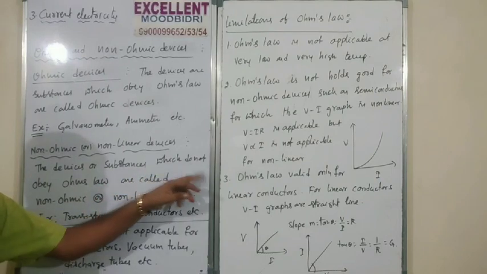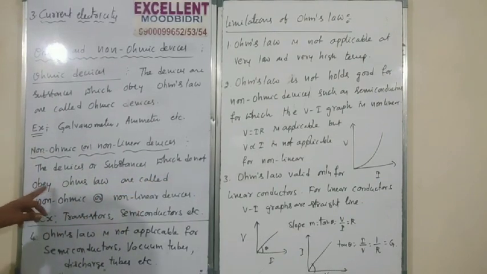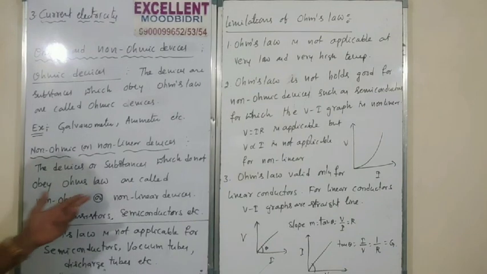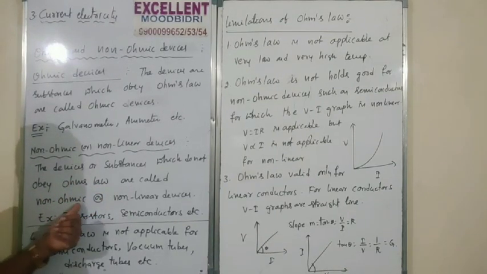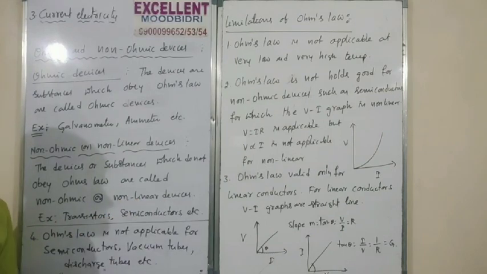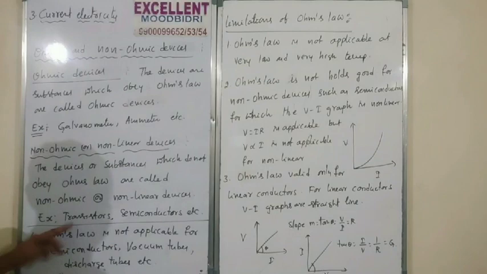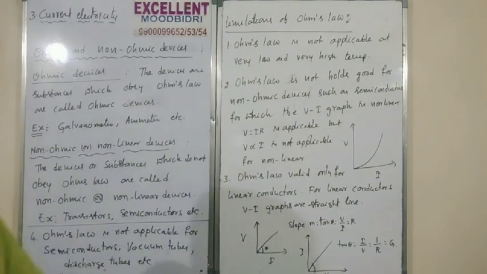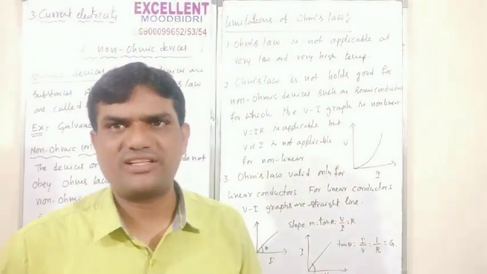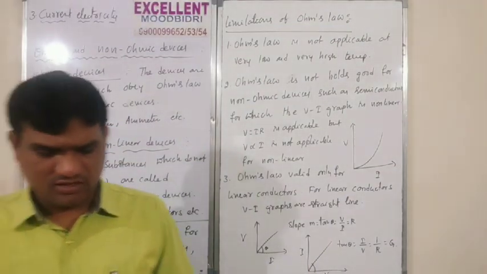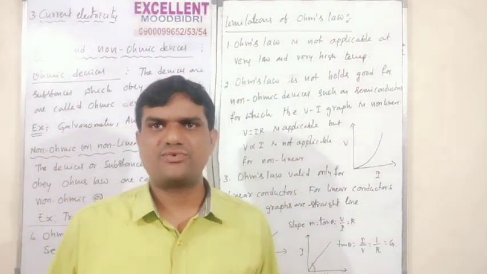Substances which do not obey Ohm's law are called non-ohmic or non-linear devices. Examples are transistors, semiconductors, diodes, thermistors, etc. These are all non-ohmic conductors. Very, very important.